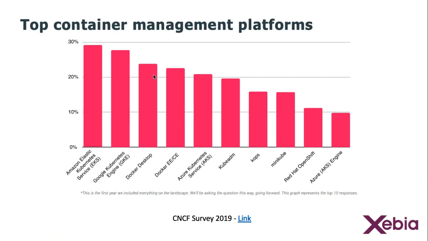But Docker Desktop, for instance, is in third place. This probably indicates a trend of people running it in development environments or on their laptops, and that's a sufficiently large number of people that Docker Desktop shows up here. And then you have AKS, and then kubeadm, kops, etc., which are used to bootstrap and manage your own clusters in the cloud.